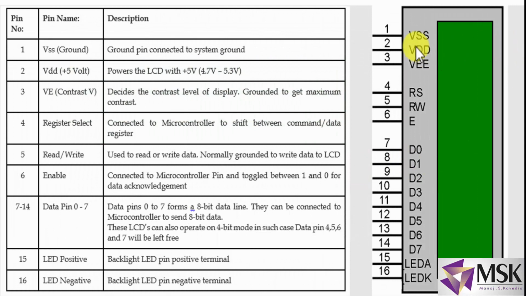Now here you can see VSS, VDD and VEE. These are the supply pins. So VSS is connected to ground, VDD is connected to plus 5 volts, and VEE is basically to control the contrast. So this VEE or VE along with LED positive and LED negative is used to control the brightness of LCD. Then register select. This is used to select the register inside the microcontroller.